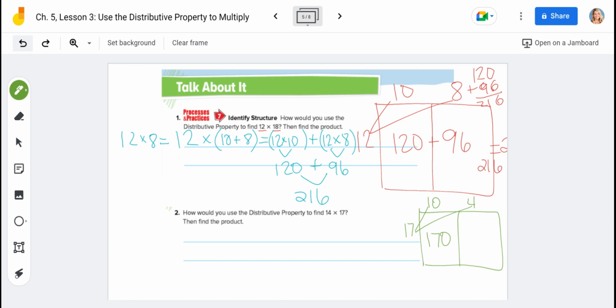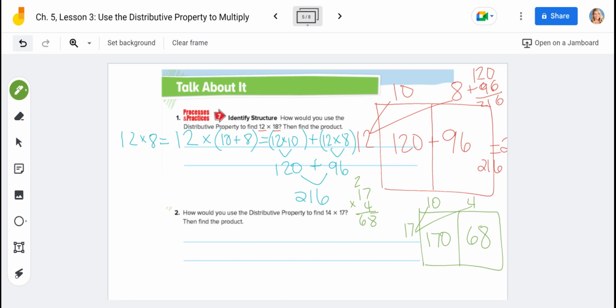I'll do it right here, maybe. 17 times 4. 7 times 4 is 28. 4 times 1 is 4, plus 2 is 6. So I get 68. And now I have to add those two.